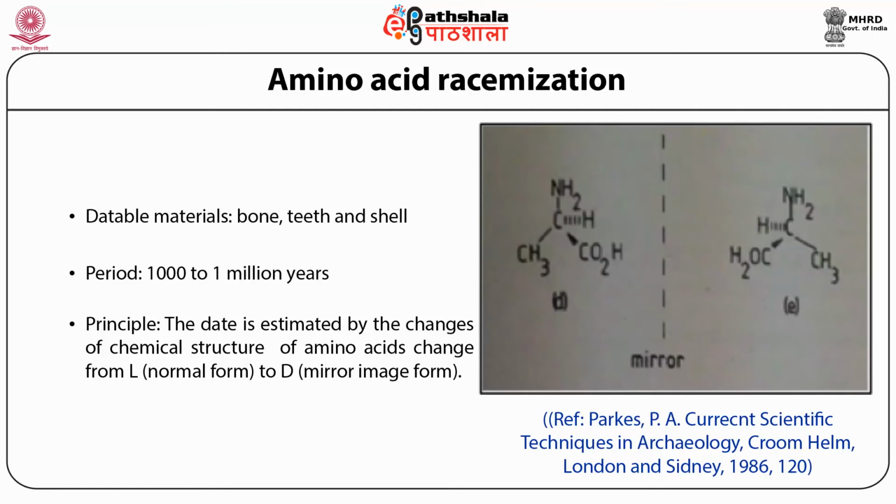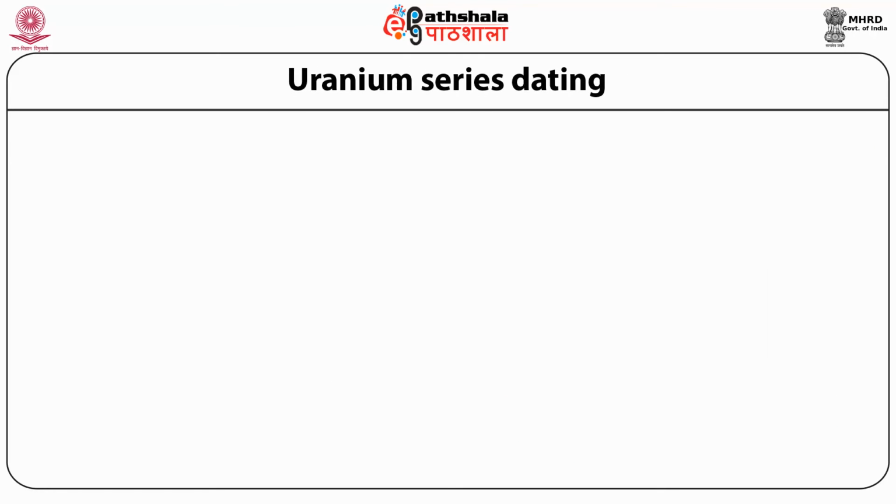In the case of skeletal remains, the datable range is 5,000 to 100,000 years. The limitation of this dating method is that the racemization rate varies with the nature and extent of different amino acids, and also depends on the temperature. Next method, that is uranium series dating.